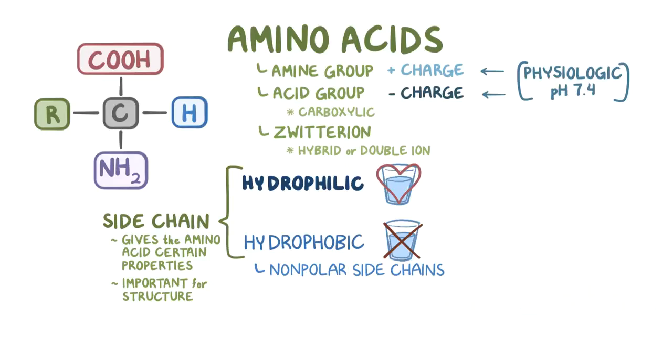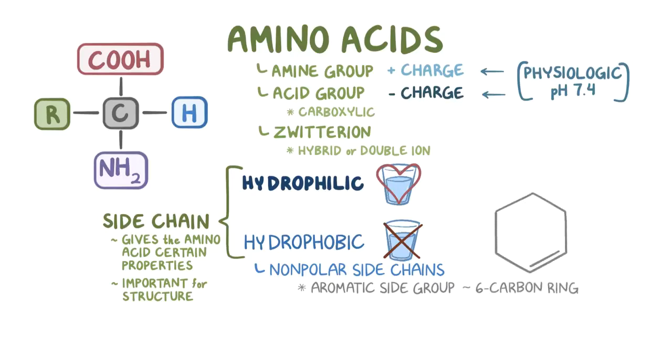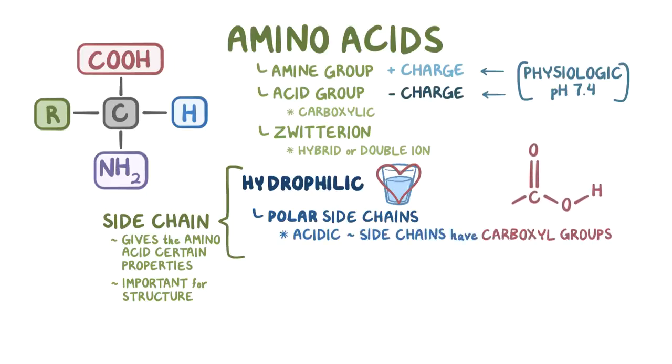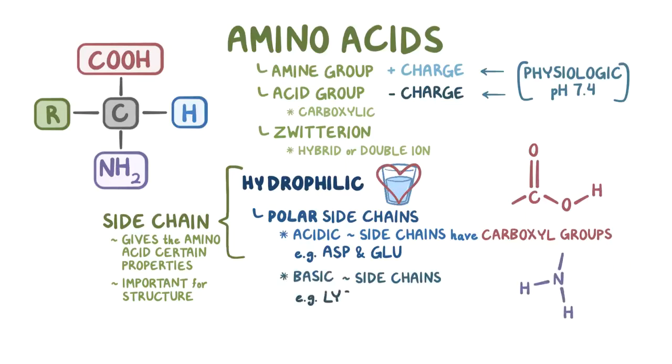Alternatively, it can be in the form of an aromatic side group, which involves a 6-carbon ring, like in phenylalanine, tyrosine, and tryptophan. Now, hydrophilic amino acids have polar side chains. These polar side chains might be acidic, like when their side chains contain additional carboxyl groups, like aspartic acid and glutamic acid. Other hydrophilic amino acids have polar side chains that are basic, like lysine, histidine, and arginine.